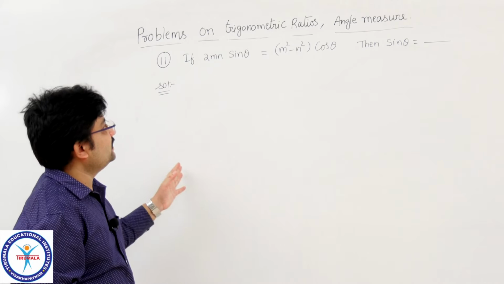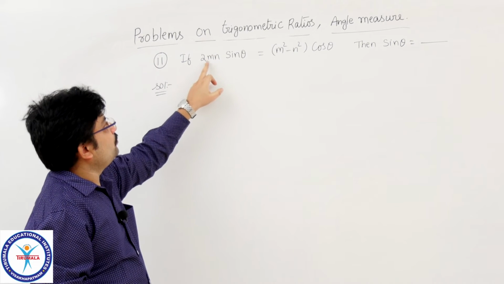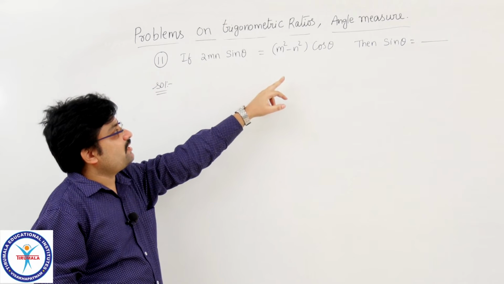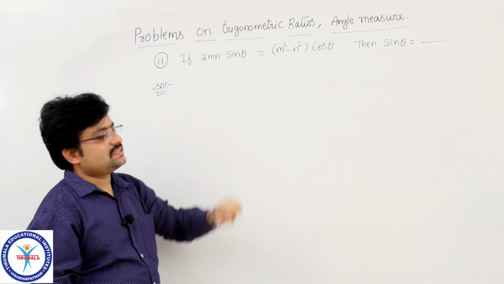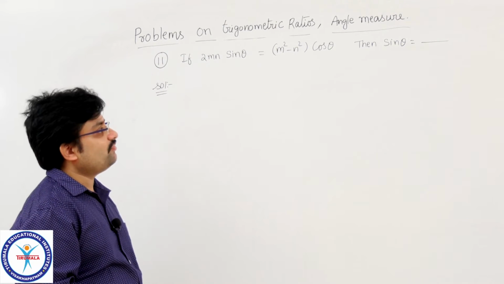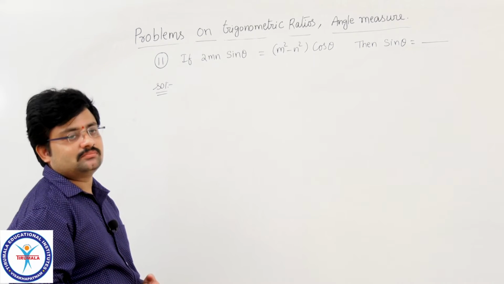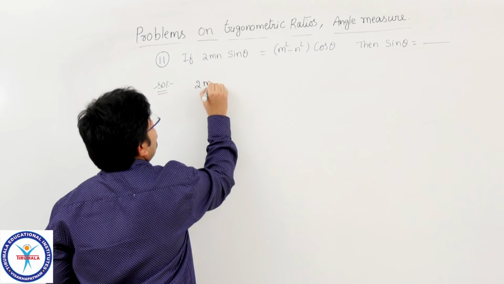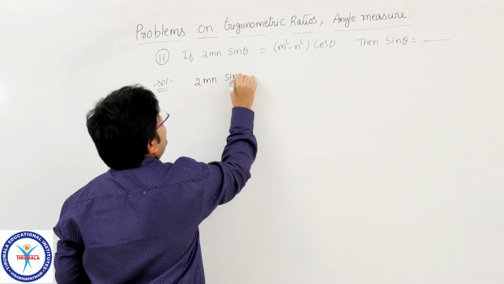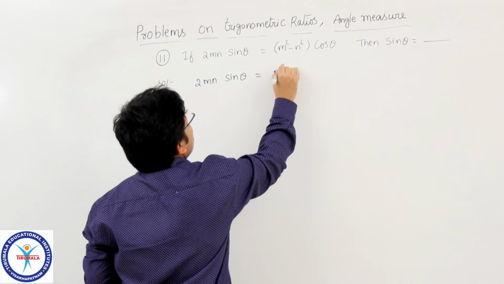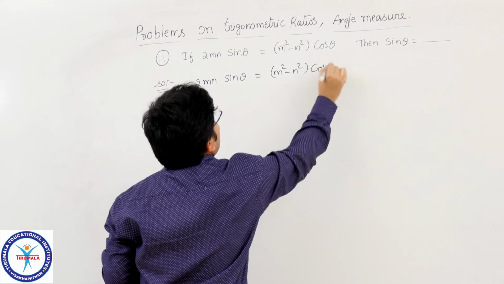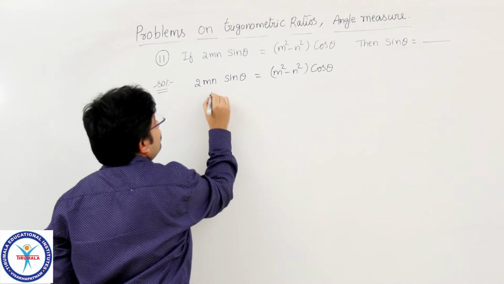Another type of question here. If 2mn sin θ is equal to (m² − n²) cos θ, then we need to find the value of sin θ. So, here the given thing is 2mn sin θ is equal to (m² − n²) cos θ. Now, do the squaring on both sides.